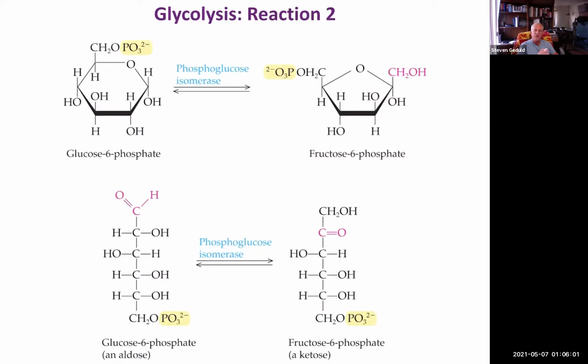Okay, so you have glucose 6-phosphate converts to fructose 6-phosphate. You're basically taking an aldehyde, converting it into a ketone, and you're using phosphoglucose isomerase. Remember the definition of isomer? Same chemical formula, different structural formula. So it's converting. Okay, that's an isomerase. It's just converting the structure. It's not changing any of the elements. Okay? So it's converting glucose 6-phosphate to fructose 6-phosphate, converting an aldose to a ketose.